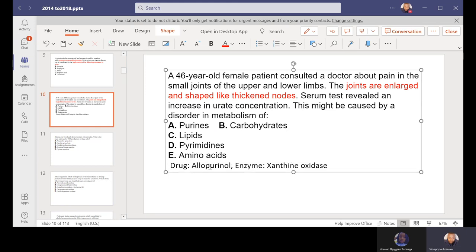All right. So the drug allopurinol, the enzyme xanthine oxidase, right? You just need to know the mechanism. How does allopurinol inhibit xanthine oxidase? It is through competitive inhibition. Competitive inhibition.